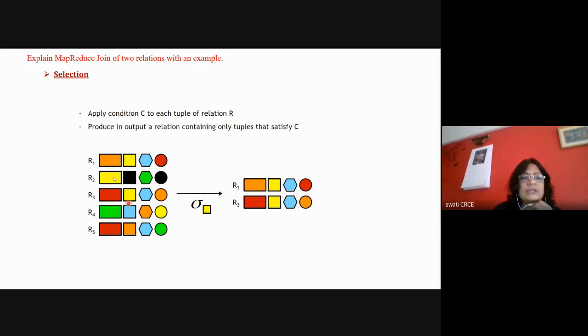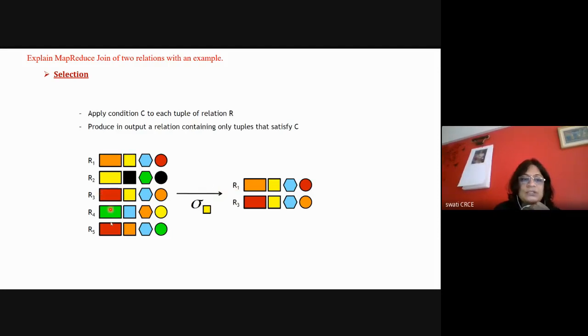Okay. So a selection query just depends on a condition. Apply a condition C on each tuple. It is very simple. You just apply some condition on a relation, so on the tuples of a relation. This is a tuple: R1 is a tuple of relation R, where R indicates the name of your table. So apply the condition on this R and produce some output if the condition is fulfilled.